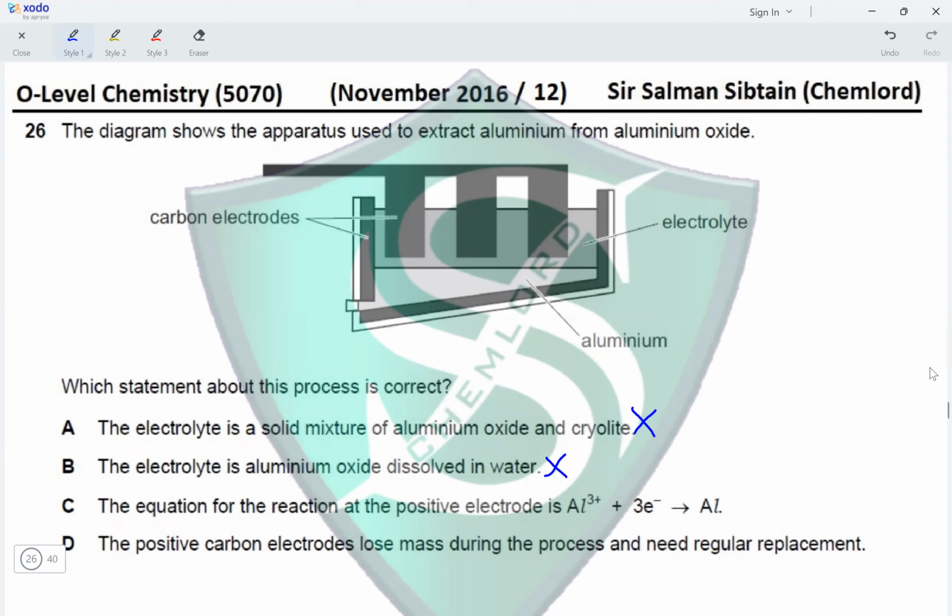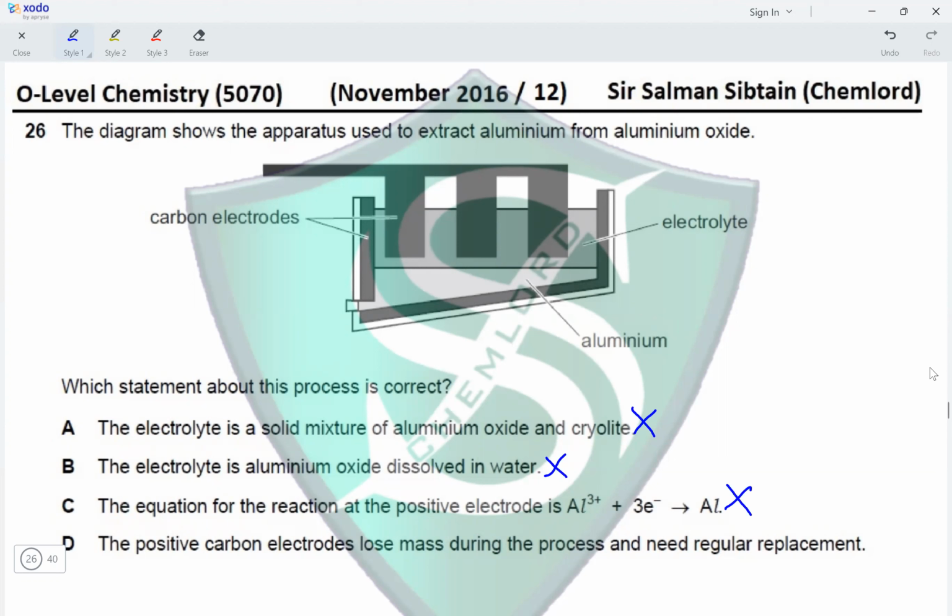The equation for the reaction at the positive electrode is the anode. So anode is where oxidation takes place, and the reaction shown is that of reduction of Al3+ ion. So reduction does not take place at the anode. So this is the reaction that takes place at the negative terminal. And the positive carbon electrodes lose mass during the process and need regular replacement.